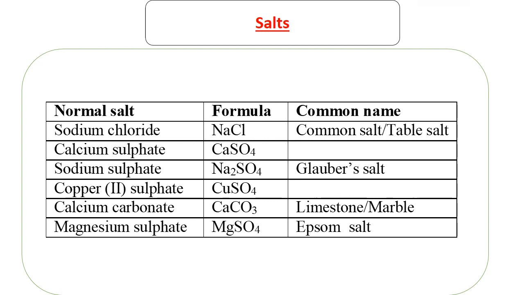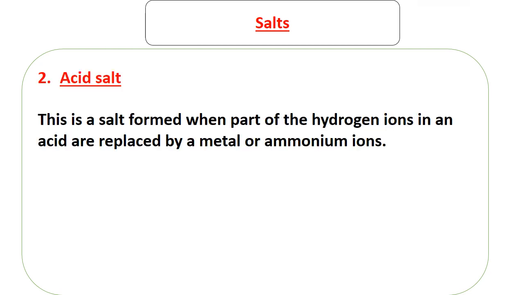So here are some examples of normal salt. No need to master them. There are just some common names here, like sodium chloride is called common salt or table salt. And then we've got calcium sulfate, sodium sulfate, which is called Glauber salt, copper 2 sulfate, calcium carbonate, which is called limestone or marble. This one you should at least have in your mind, but it's not a big deal. Then I've got magnesium sulfate, which is called Epsom salt.